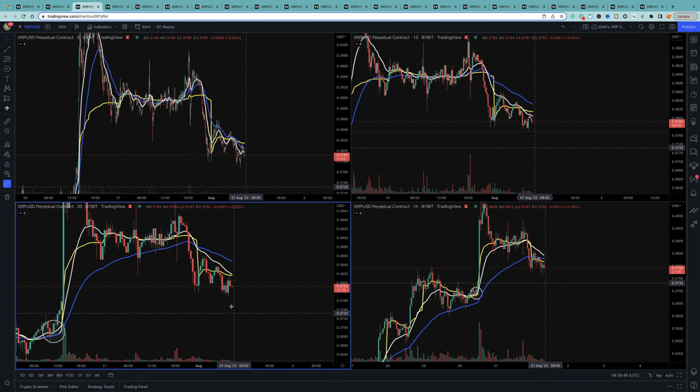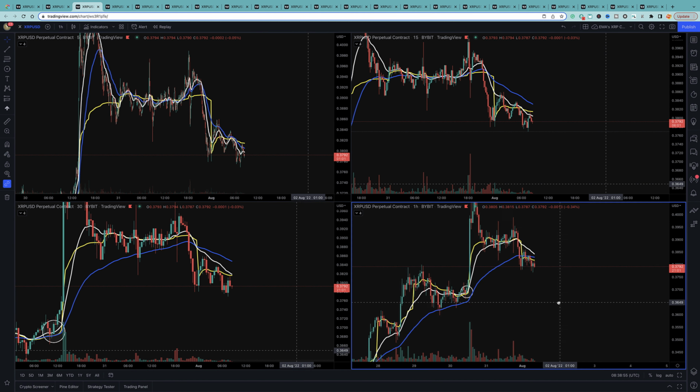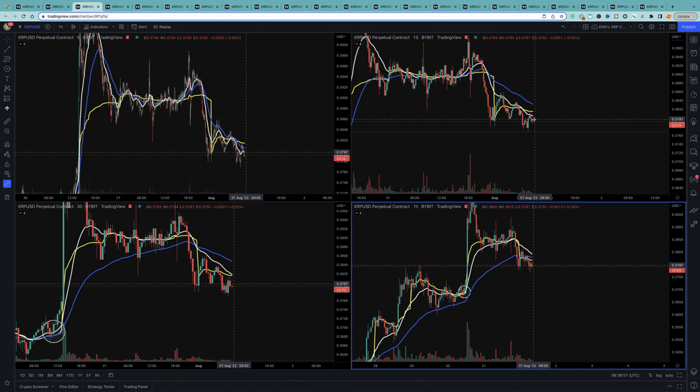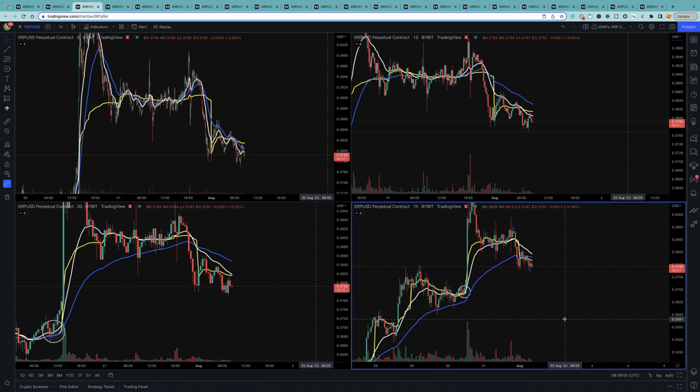So there's going to be that push down. That push down should have, on the hourly, the 20 cross the 55 on the hourly. So the push down of the 15 and the half hour should be the first push of the hour. We get a retrace and then we get another push down.